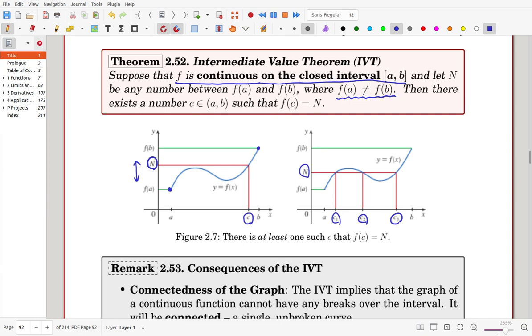Because from the point a, f(a), to b, f(b), it is connected. Continuity means it is connected by using a curve. So if you make a horizontal line, then this horizontal line should meet the curve at least at 1 point. So the existence means that there is at least one number c such that f(c) equals n.